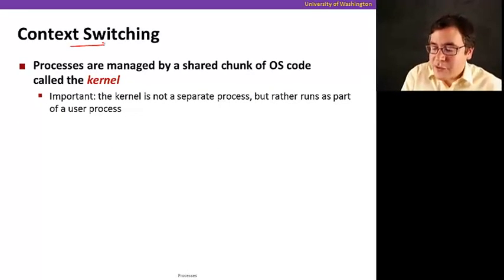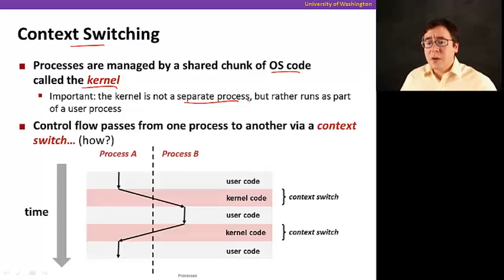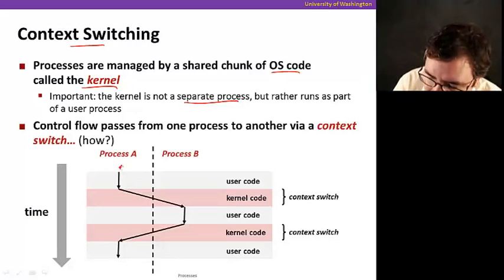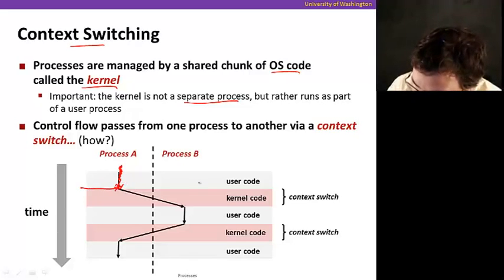The processes are managed by a shared chunk of OS code called the kernel. It's important to note that the kernel is not a separate process, but a special piece of code that runs as part of a user process. But kernel code has special privileges. So here's how the context switch happens. Say that process A is running, and then suddenly its time is up, based on a timer tick. There's a timer interrupt that says the CPU time for process A is up. So the interrupt switches to kernel code.